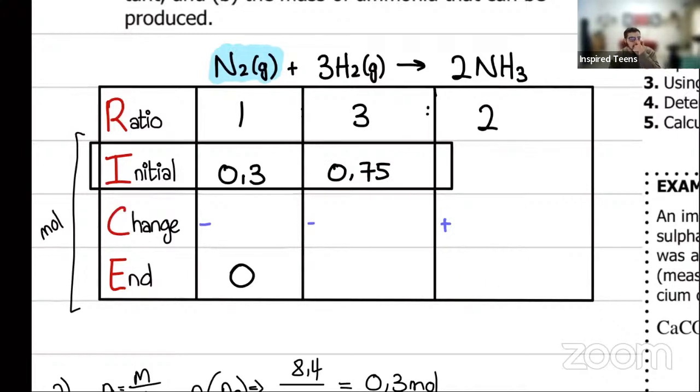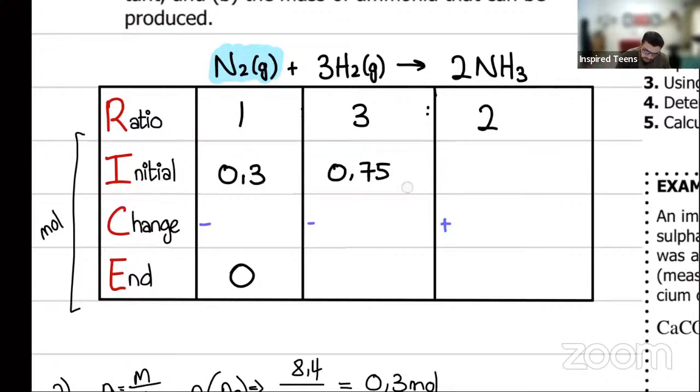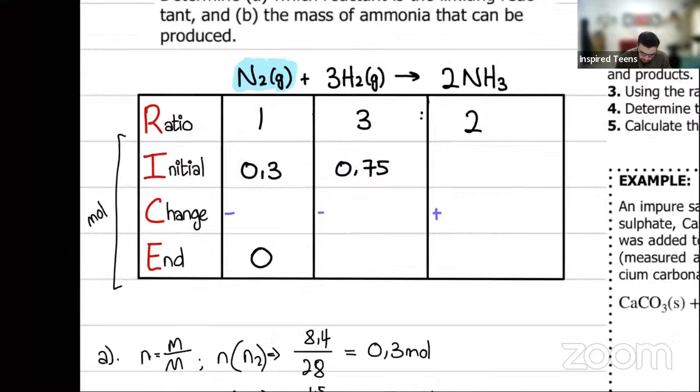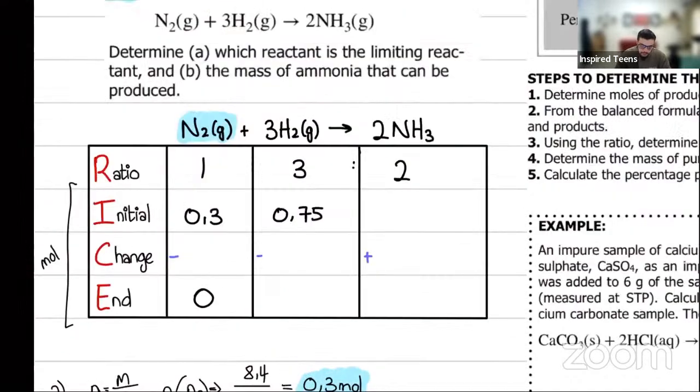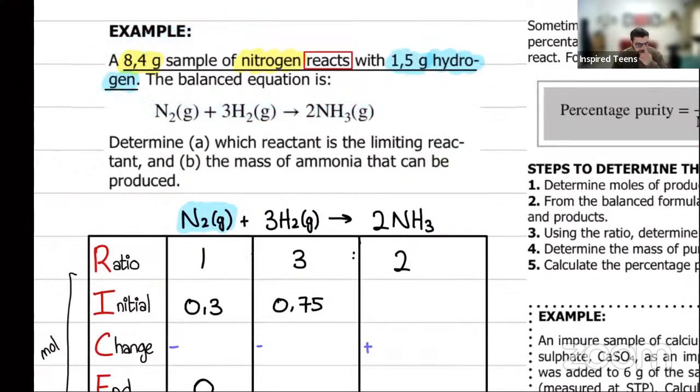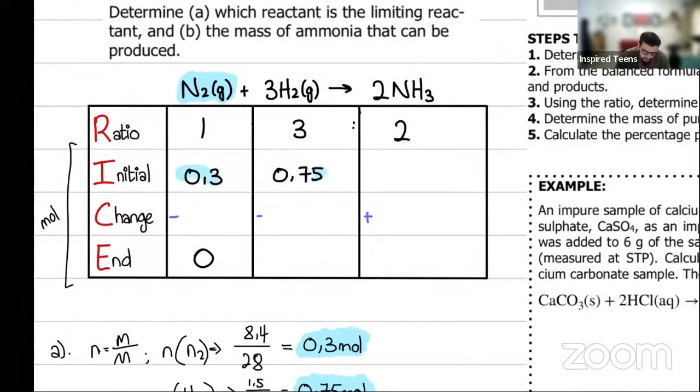For those of you who perhaps learned the Mr. Sufi table, formed would be what you add, and used would be what you subtract in the change. So this is important that you need to understand: you subtract on the reactants part in change, and you add for the products part. Now, 0.3 initially and 0.75 initially. How did we get those amounts? We used calculations to determine those amounts, because we know that initially that's how much nitrogen and hydrogen we had. That's why we put the initial amounts there.